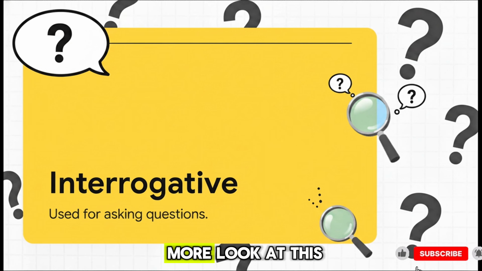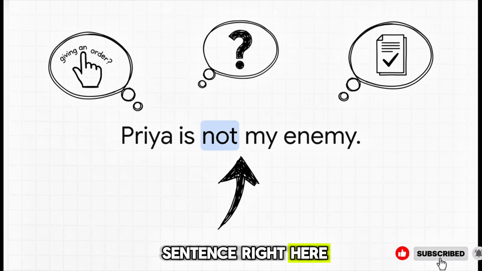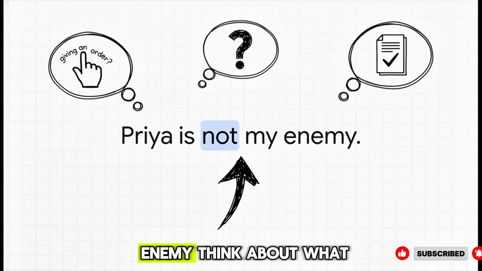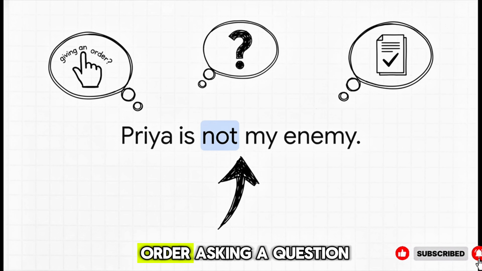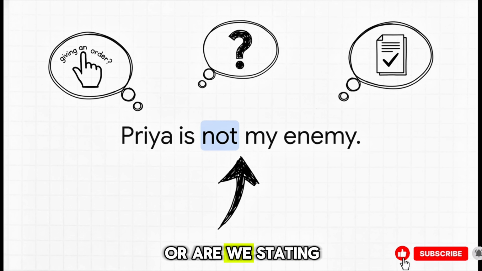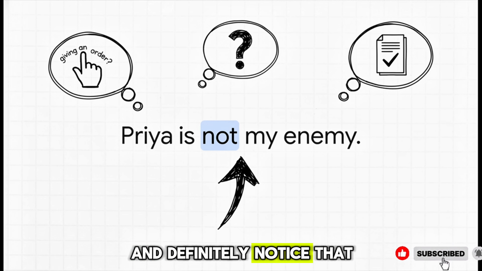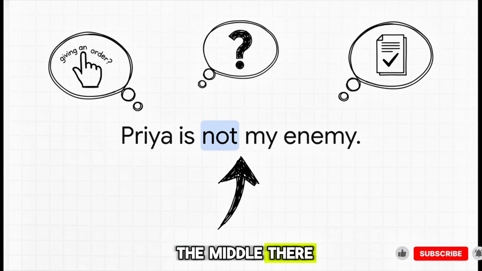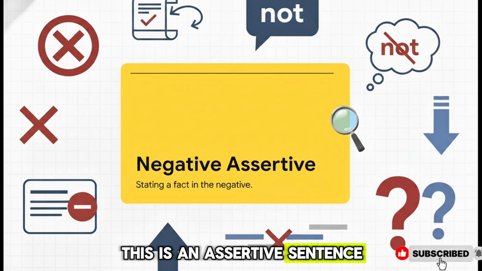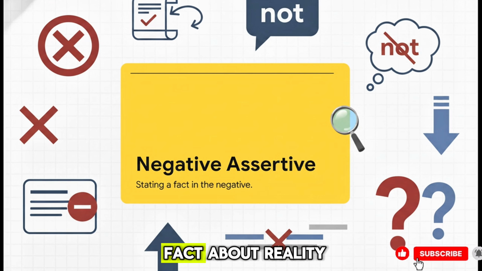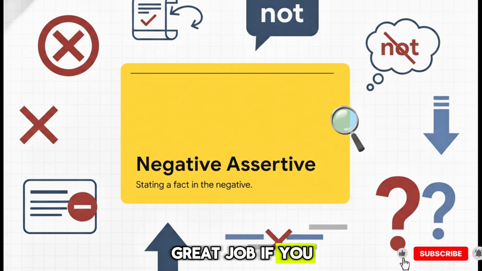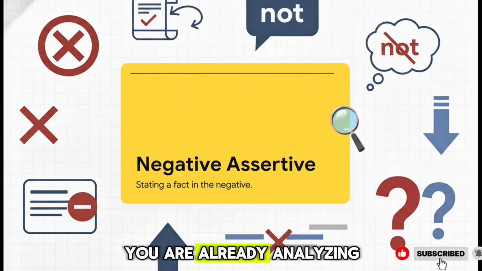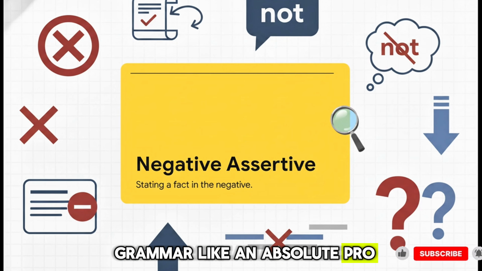Let's try just one more. Look at this sentence right here. Priya is not my enemy. Think about what is happening in this statement. Are we giving an order, asking a question, or are we stating a fact? And definitely notice that specific word right in the middle there. This is an assertive sentence, but specifically, it's a negative assertive sentence. It states a general fact about reality, but it uses the word not to do so. Great job if you caught that subtle distinction. You are already analyzing grammar like an absolute pro.